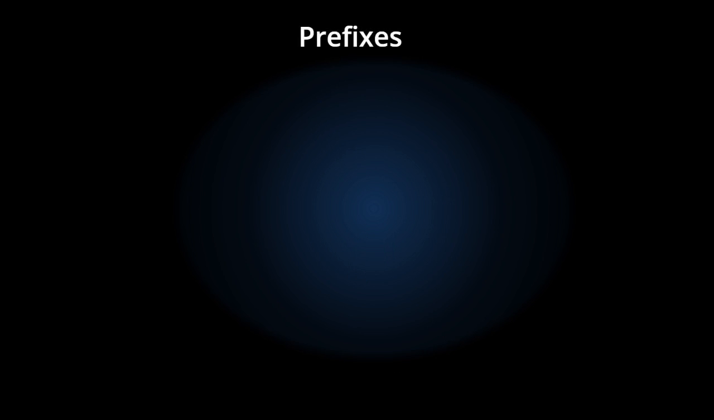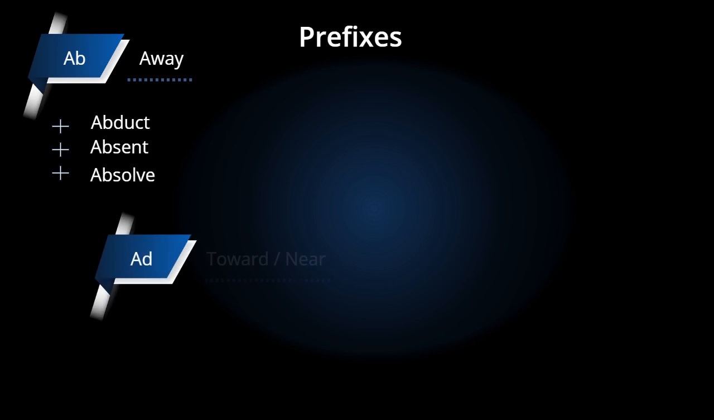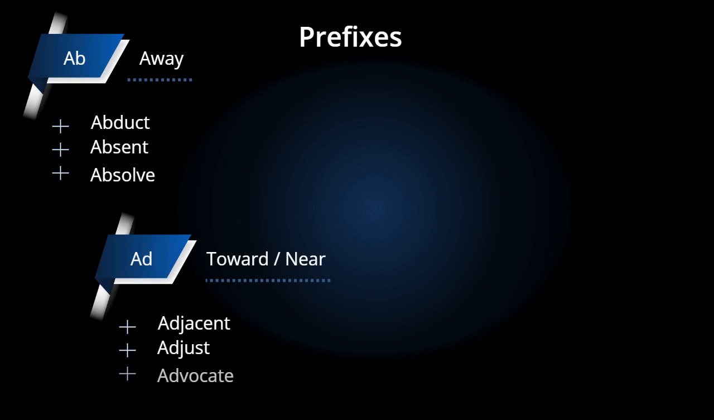For the next part, let's take a look at some examples where prefixes are used. Remember, prefix comes at the beginning of a word. Ab is the prefix for away. Some of its common daily use examples are abduct, absent, and absolve. Ad is the prefix for toward or near. For example, adjacent, adjust, or advocate.